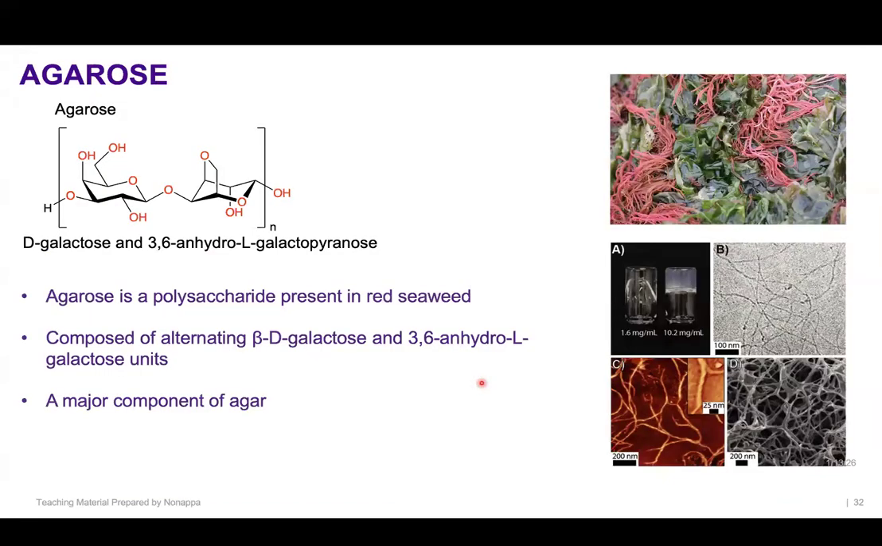Agarose is another type of polysaccharide, which contains D-galactose and 3,6-anhydro galactopyranose structure. And it is commonly present in seaweeds. It is also a major component of agar. And if you take agarose and dissolve it in water at extremely small quantity, you can make a transparent to translucent gel.